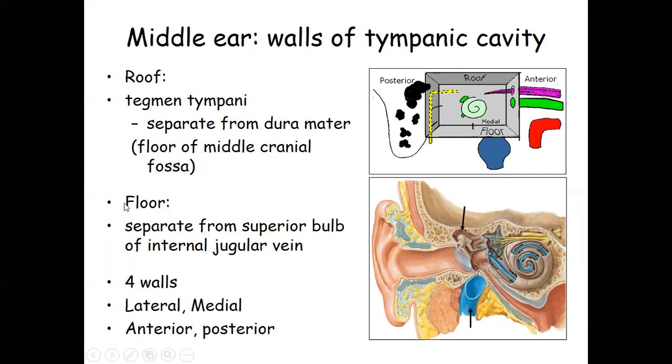And then the floor. The floor here is separated from the superior bulb of the internal jugular vein. So you can see here, this is the internal jugular vein, the superior bulb of the internal jugular vein. And then we have four walls: the lateral wall, medial wall, anterior wall and posterior wall. So this is the anterior wall, posterior wall, medial wall. This is the floor, this is the roof.